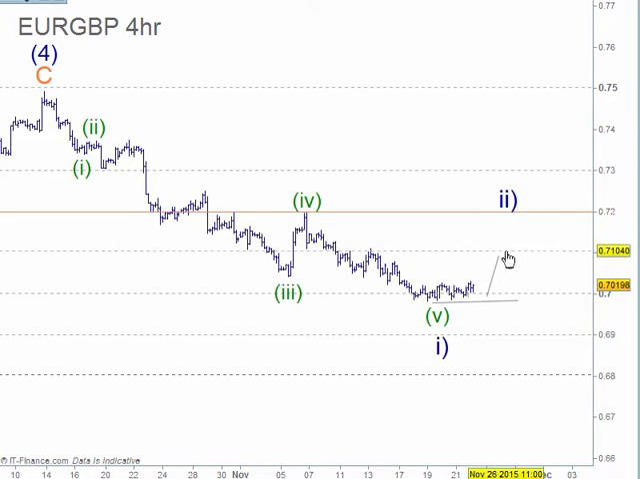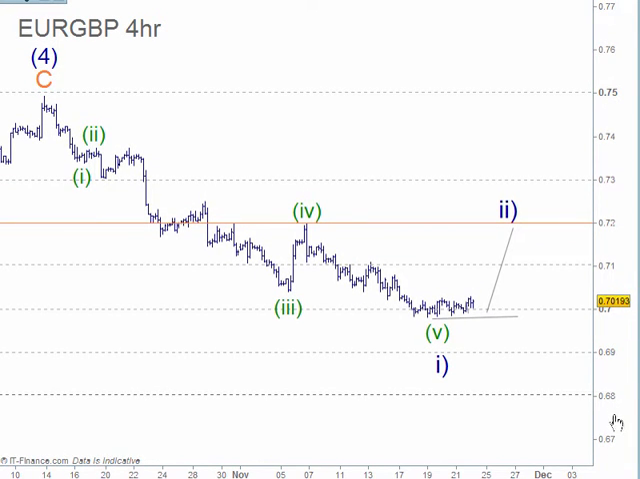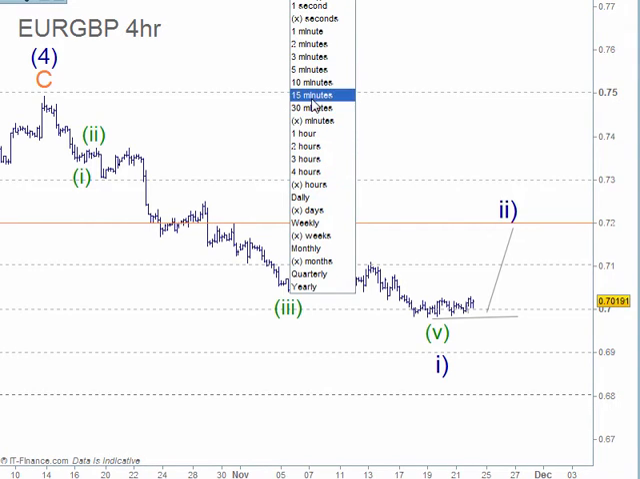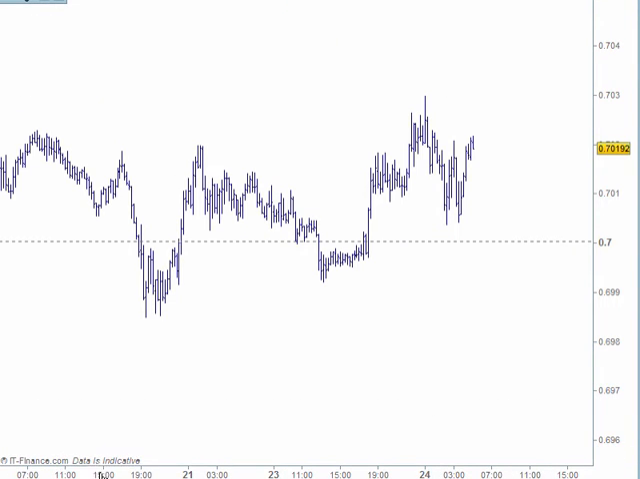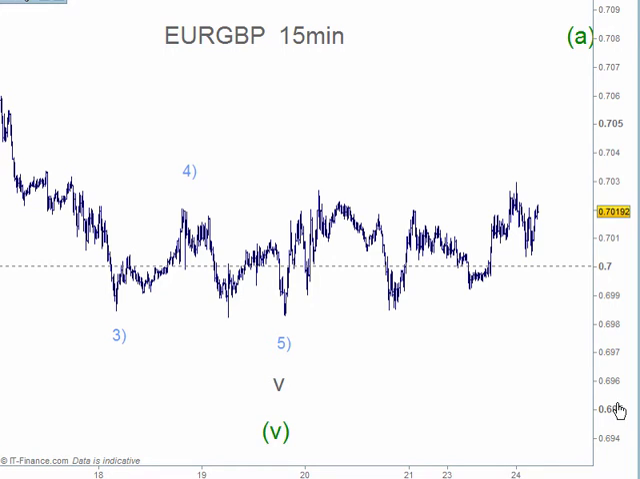But while that's not breached, then we need to expect a move up. How far up will it go? I'm not quite sure, but we just need to see it develop a little bit first. So that's the line in the sand for this market. Just cut into the 15-minute chart here, or maybe also the 2-hour chart.